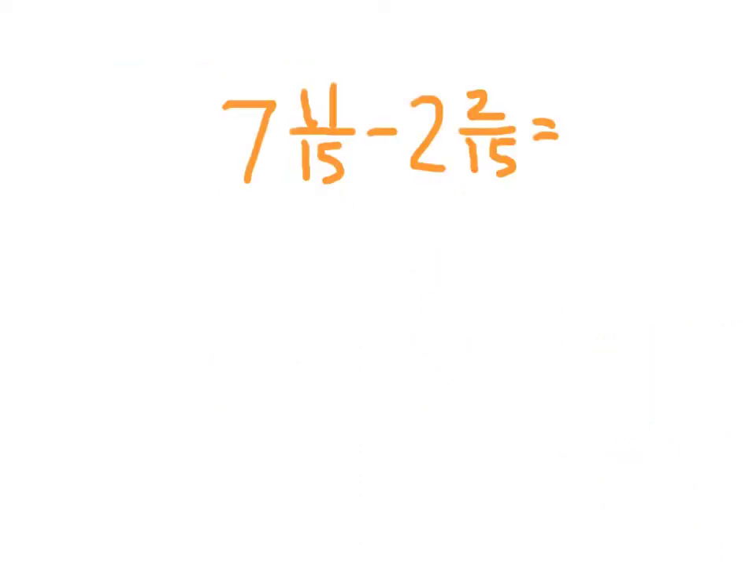Here I'm asked to find a difference of a number because this is a subtraction problem. 7 11/15 minus 2 2/15. The nice thing again is that the denominators in this example are the same. So all we need to do is go ahead and work with the fractional parts of these mixed numbers first, 11/15 minus 2/15, keeping that denominator the same. 11 minus 2 is 9. So we have 9/15. We have to put that together with the whole portions, 7 minus 2, and 7 minus 2 is 5. So we have 5 9/15.